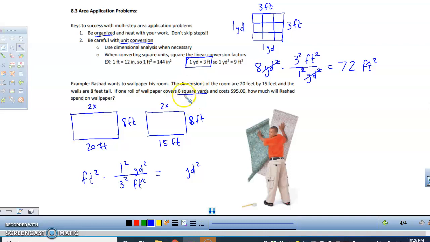And then obviously you're going to divide by this 6 square yards to figure out how many rolls, and then multiply by that $95 to get a total. Okay, so yep, just be very careful with units on these. Try to stay as organized as you can with pictures.